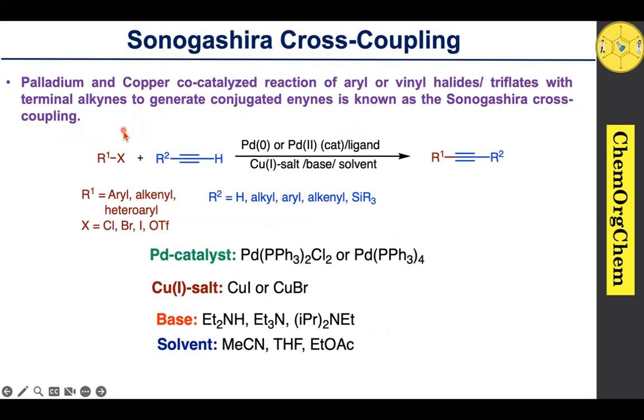What is the Sonogashira cross-coupling reaction? Let's see briefly. This reaction is a palladium and copper co-catalyzed reaction between an organohalide or organotriflate and a terminal alkyne, which produces the corresponding carbon-carbon coupling product. So let's see all the problems one by one.